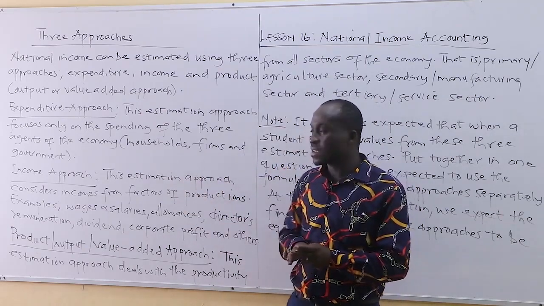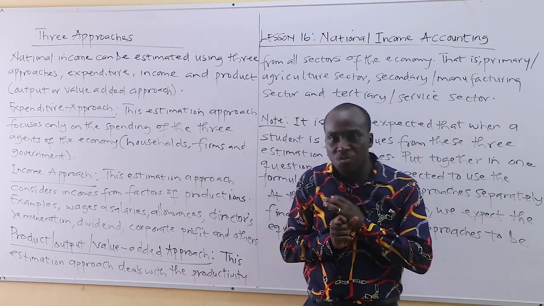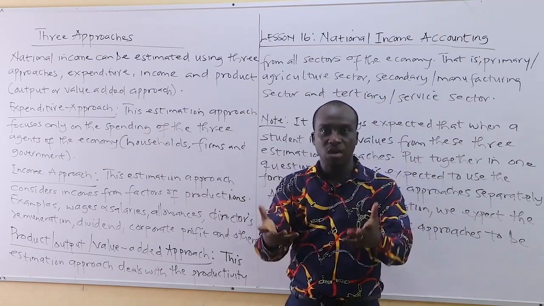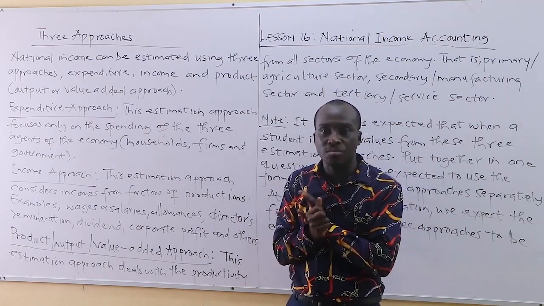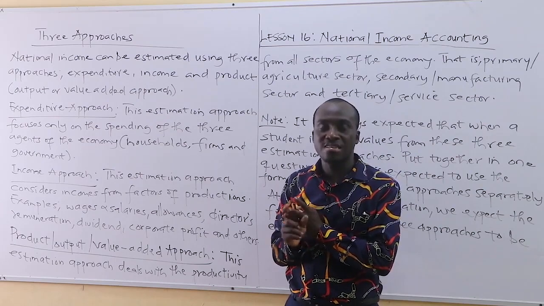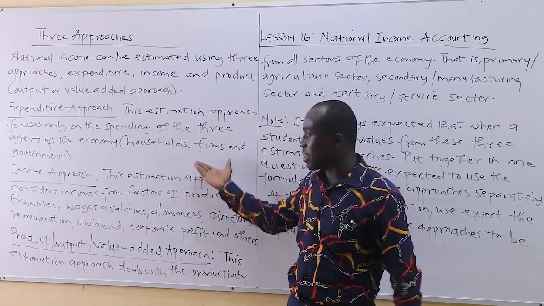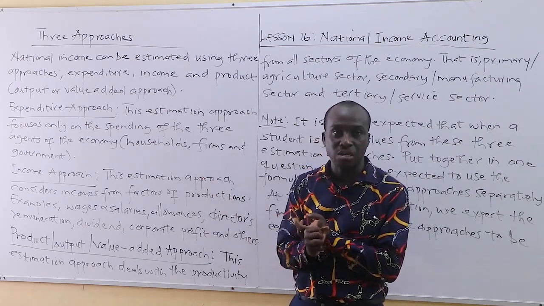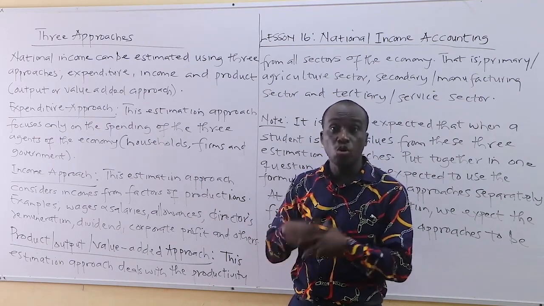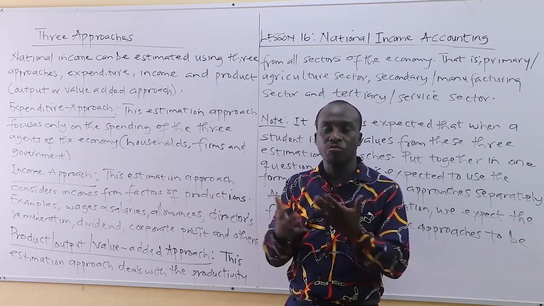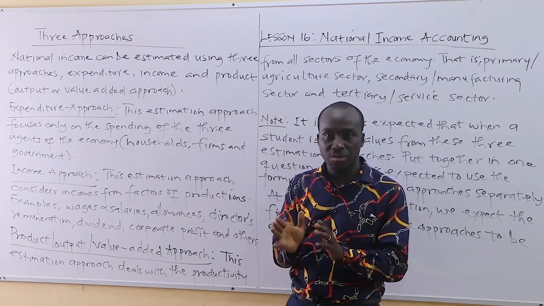So what we look at, we're looking at the spending. Household, we spend. Who is household? I'm a household, you're a household. Firms, companies, Gasel, MTN, Nestle Ghana, they are companies, they also spend. Government, Akufo-Addo's government, Joe Biden's government, Margaret Thatcher's government, they also do spend. So you look at the spending of the firms, the household, and government.